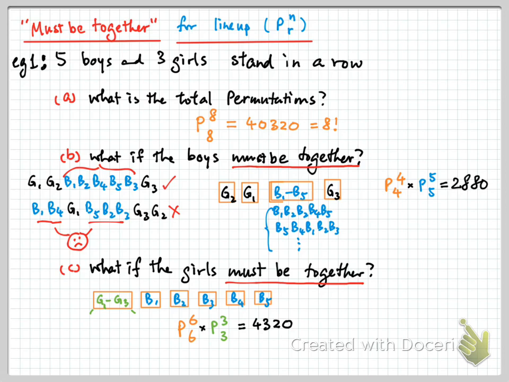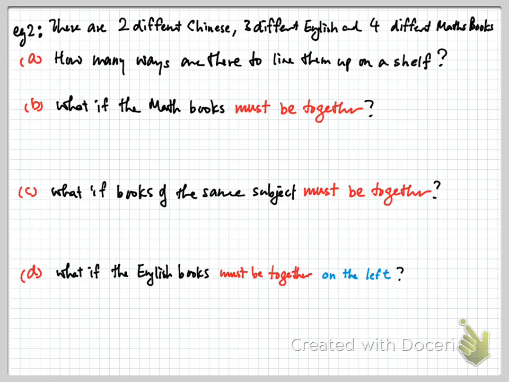So this is how we calculate the permutation if things must be together. Let's take a look at one more example. Instead of 2, now we have 3 different items. We have 2 different Chinese books, 3 different English books, and 4 different mathematics books. We have red, green, and blue.